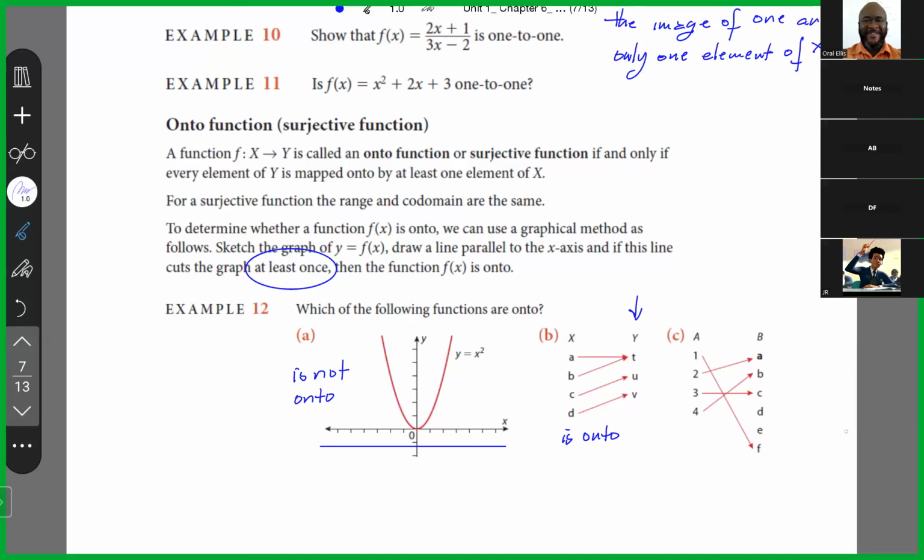For C, you'll notice that there are elements in the codomain B which are not images of elements in the domain A. D and E in the codomain B are not images of elements in the domain A. So therefore C is not onto.